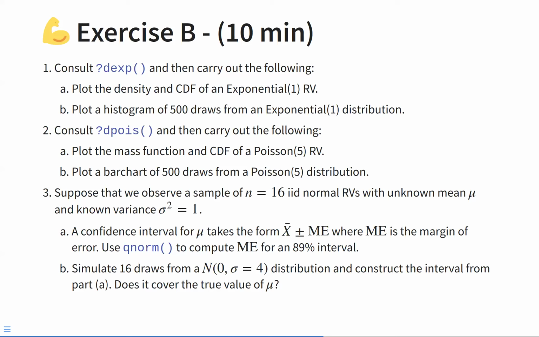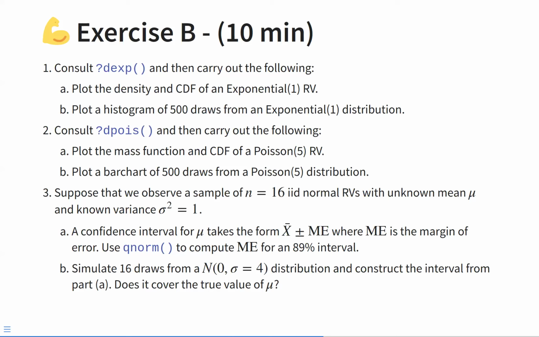And question 3 is going to ask you to work with the quantile function of a normal random variable, which is something that you would need to do if you were computing a confidence interval. Where I write ME here, that stands for the margin of error. For a 95% confidence interval, the margin of error will be 1.96 times the standard error. But here you're being asked for an 89% interval. So you'll need to use qnorm to figure out what to replace 1.96 with.